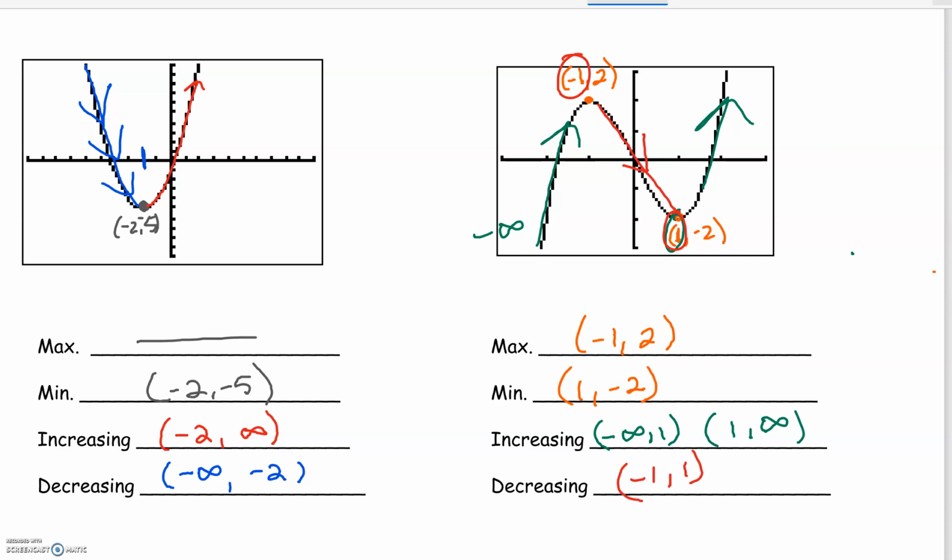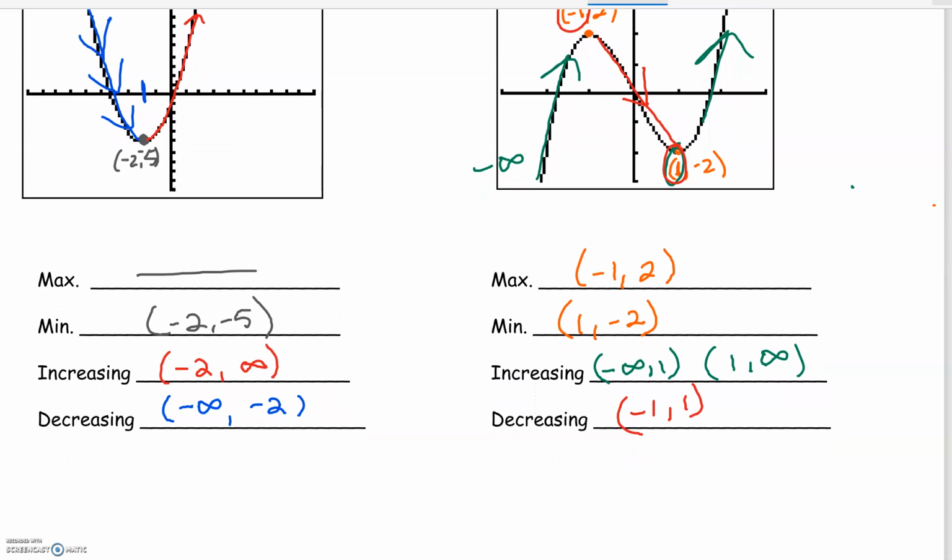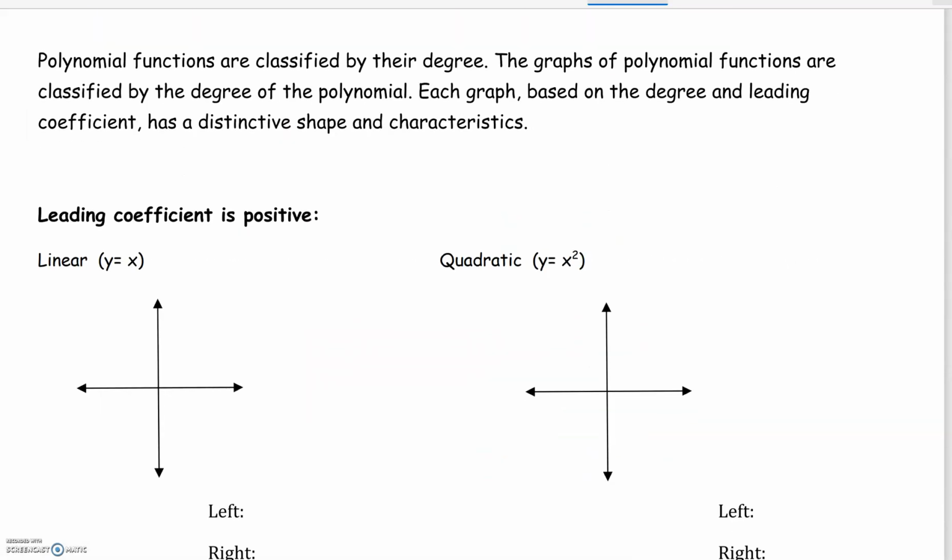So that should look familiar because we did that with domain and range in the first semester. So again, these are x values. We go from left to right. Okay. All right. So let's take a look at some graphs of different functions so we can see what happens when we are looking at their degree and their leading coefficient. We can figure out things, but we're going to look for that pattern here.